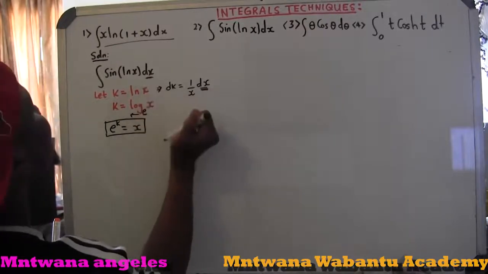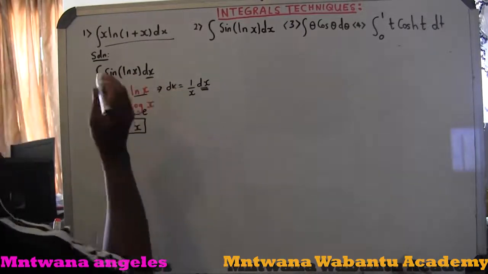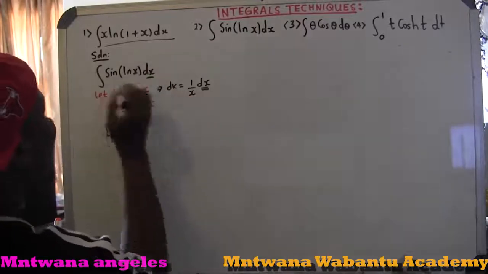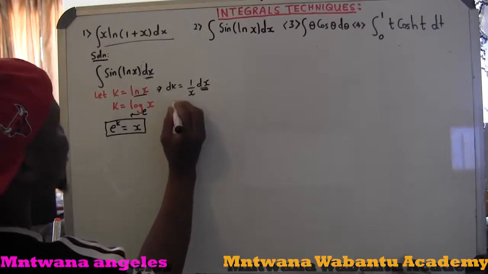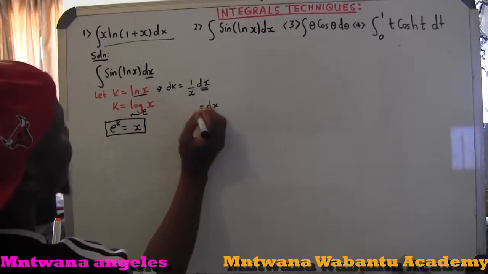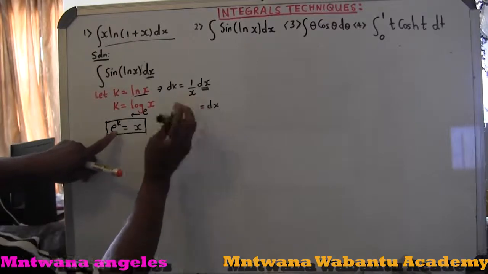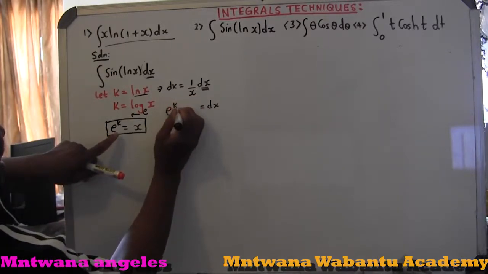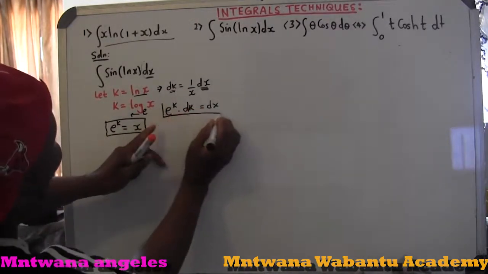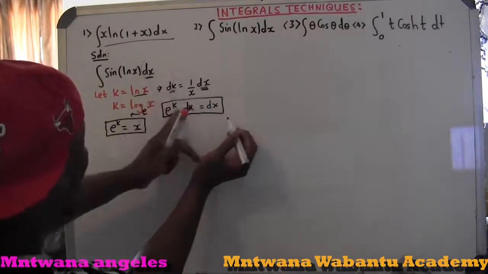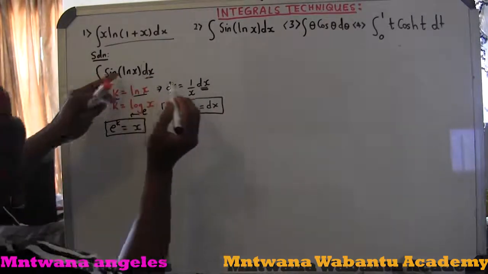So I can replace dx, and also I can replace ln of x with k. Everything I want to be k. So from this equation, first dx has to go. What is dx? dx equals dk times x. But what is x? x equals e to the k. So dx equals e to the power k times dk. This is dx. Now ln of x equals k, and then everything is going to be k.